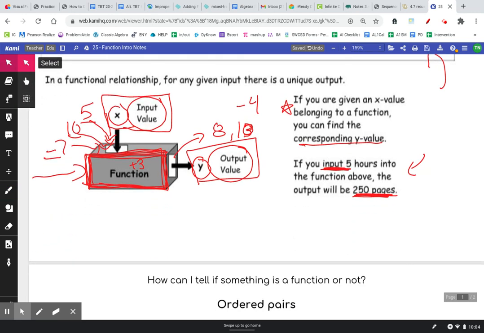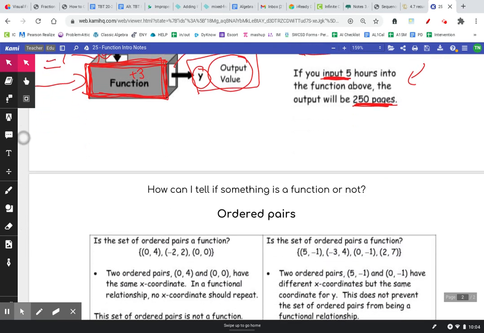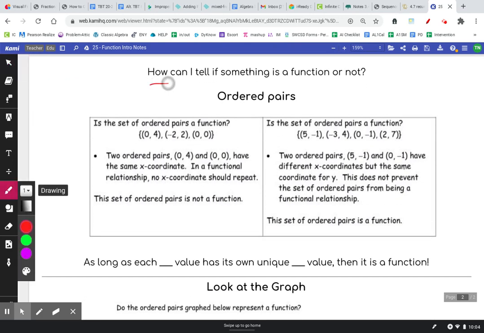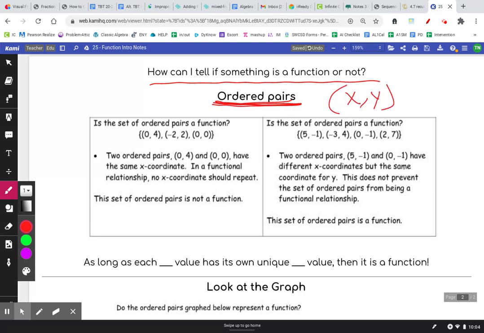Moving on here, down below, okay? A couple quick ways to tell if something is a function is this next topic. It says, how can I tell if something is a function or not? One way we can see is just looking at ordered pairs, which I mentioned above, right? An ordered pair is x, comma, y. And what I want you to start thinking of, again, you don't ever need to draw this, but your mind should be thinking this way.